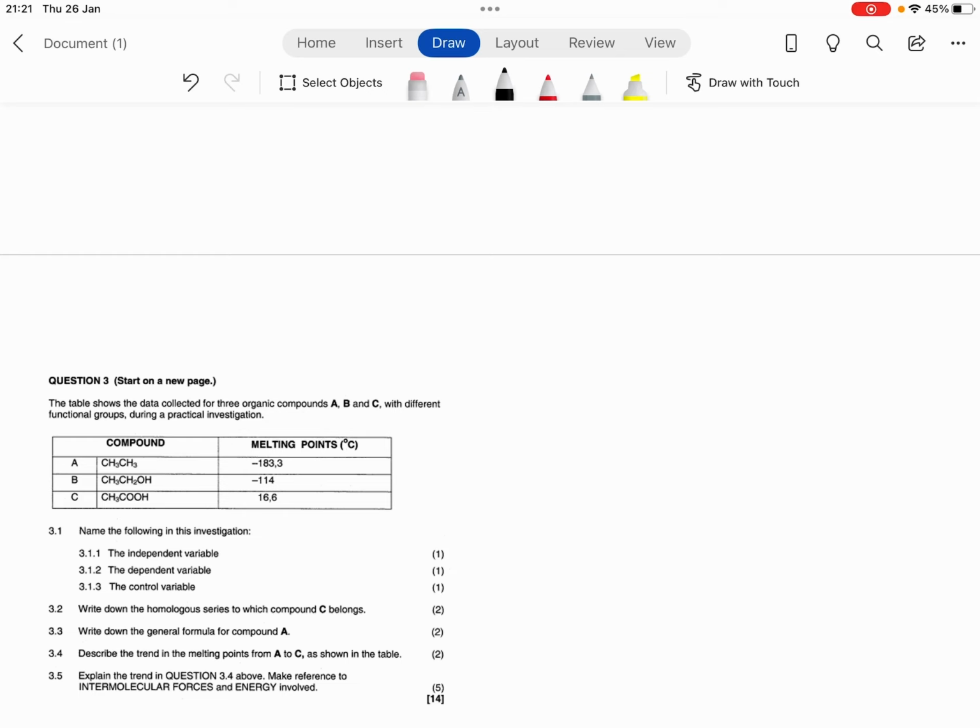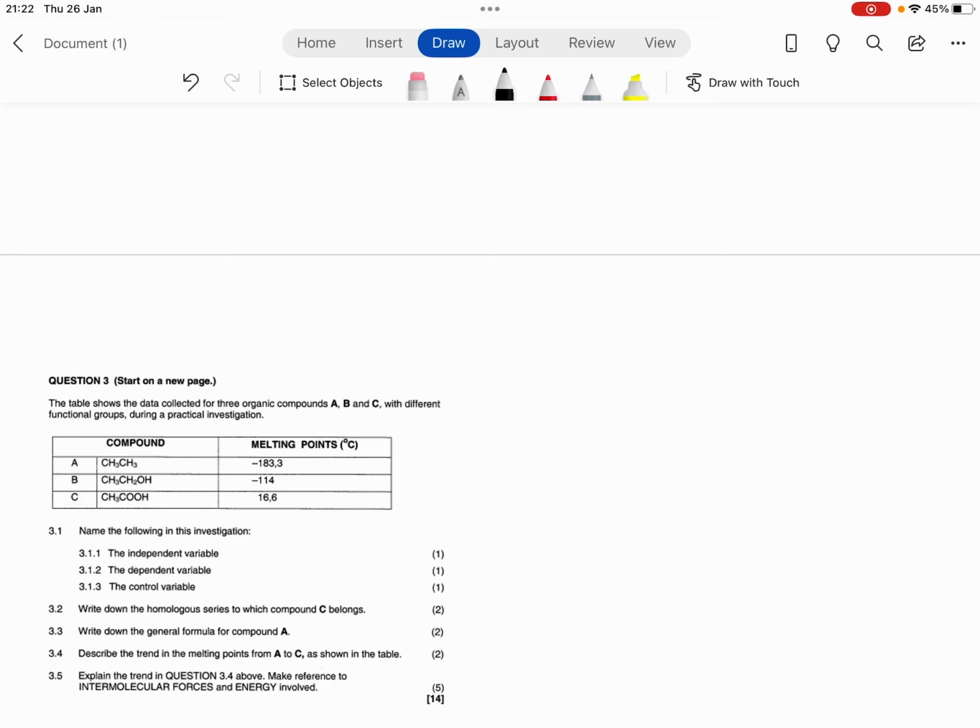3.2 write down the homologous series to which compound C belongs. Okay, so there are a few ways to answer this type of question. The one would be to look at the formula that they've given and just simply pick out what you think is the homologous series to which it belongs. Okay, and that will come with some practice.